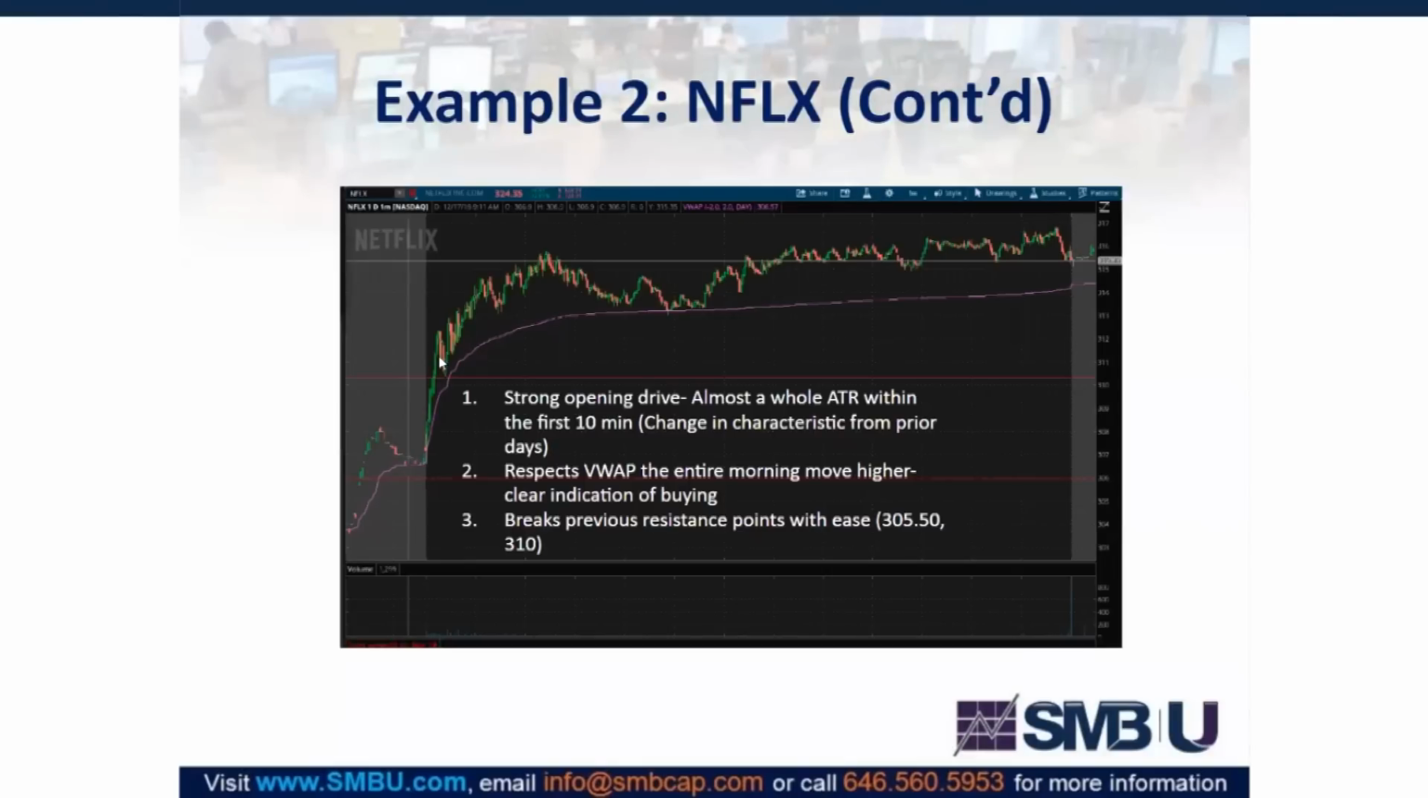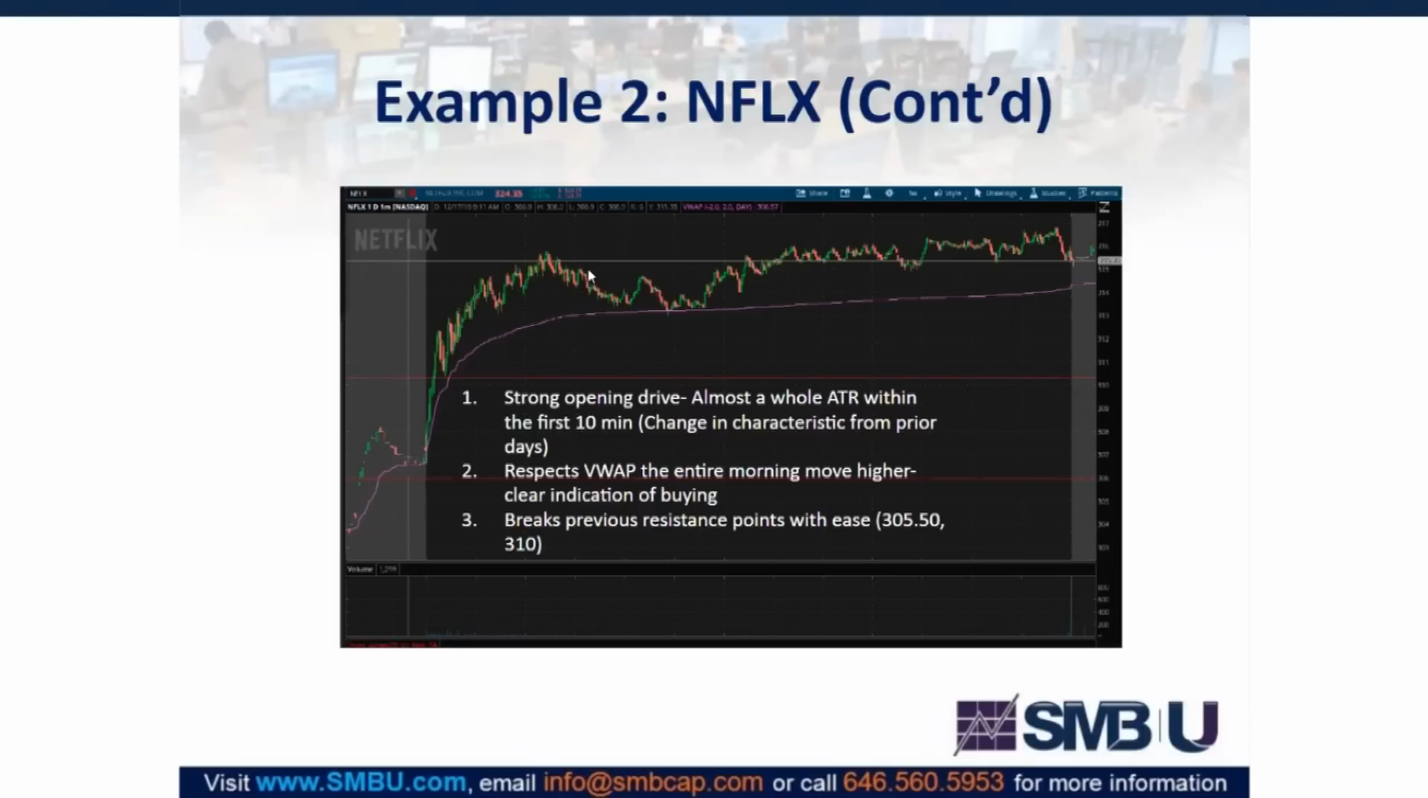So the first check would be the strong opening drive, then there would be the pullback into VWAP. Once it pulled back in, there was that strong green bar, and for you that could be your confirmation that there is that buyer out there. Your stop would be below VWAP, and that was a $1 stop. The trend doesn't really end until you make a lower high, around 314.